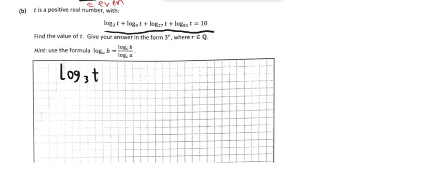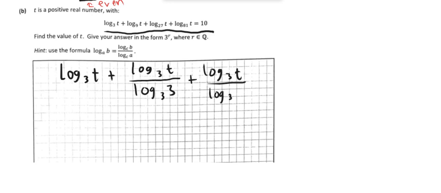So the first one you don't need to do anything with. Plus, and then you have to use this rule here. So log b to base a is the same as log b to base c over log a to base c. The rule means you can change into whatever base you want, but 3 is the obvious one here. So it's going to be base 3, and it'll be t on top, and on the bottom is just going to be log 3 to base 3, plus log 3 of t, or log t to base 3 over log 3 to base 3 again.